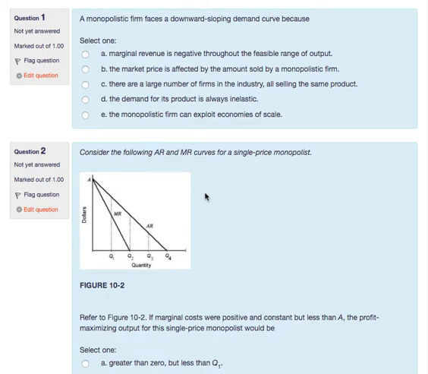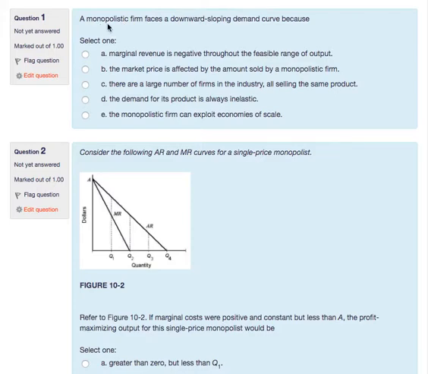So Chapter 10 deals with monopoly. As always, if you have questions on an exam that deals with multiple chapters, make sure that you take into account the key words in the question. So if we look at this first question, we're saying a monopolistic firm. So we're talking about a monopoly.